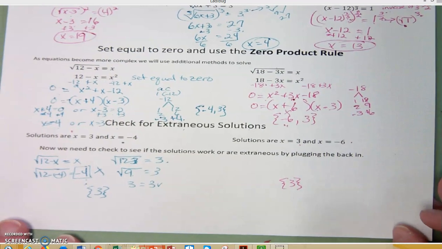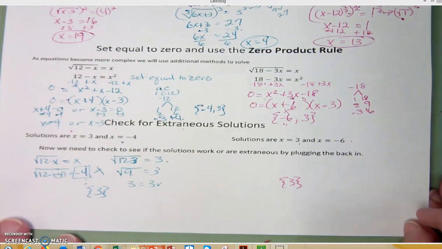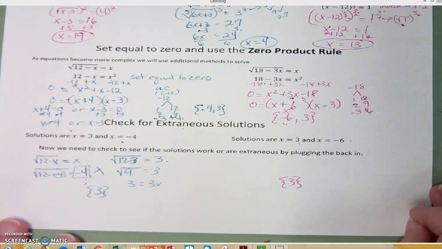So you have another page with practice problems. Please work on those. The best way to learn is to practice and then check your answers and see if you're getting them right. Good luck.